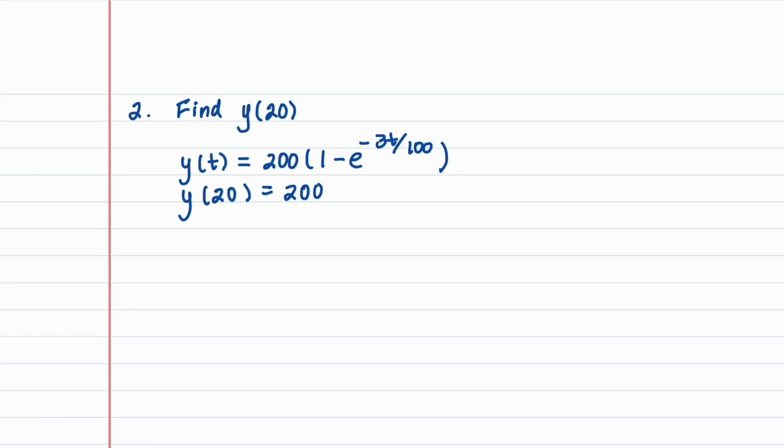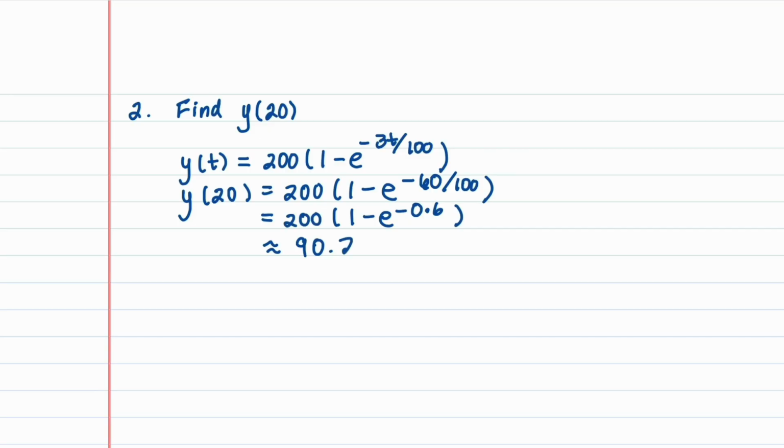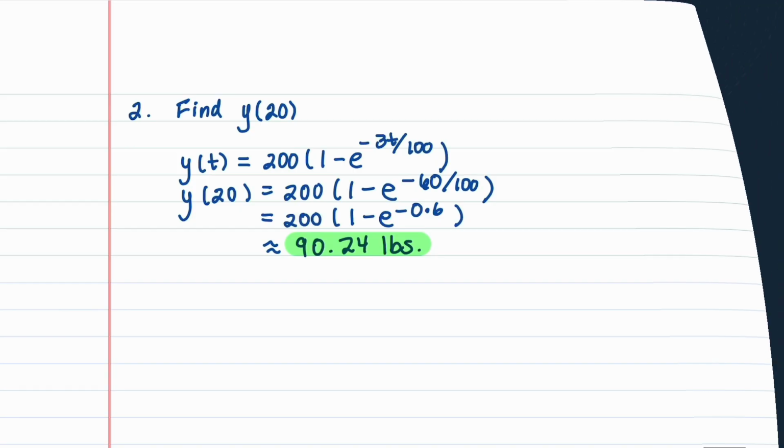This gives us 200 times 1 minus e to the minus 60 over 100. And this is just 200 times 1 minus e to the minus 0.6. You can put that in your calculator, and we find that our answer is approximately 90.24 pounds. So we now know that the amount of salt in the tank after 20 minutes is 90.24 pounds. And that's all there is to solving mixing problems.